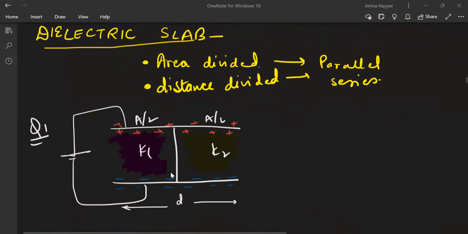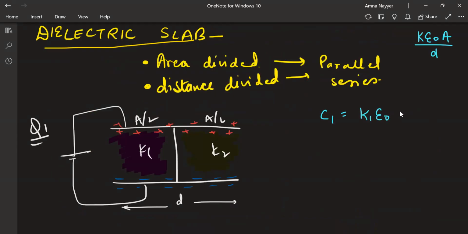But here it won't give, right? So what you do, check whether area is dividing or distance is dividing. Like if I see here, I see area is getting divided. Okay, what is C1? C1 will be C. We have the formula epsilon naught A by D, with K. The formula for the first one will be K1 epsilon naught A by 2 and then D, right? And tell me for C2, this plate.